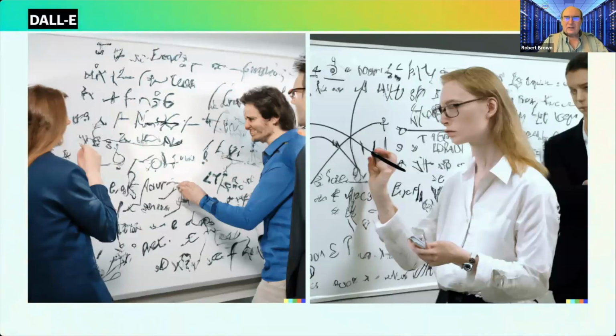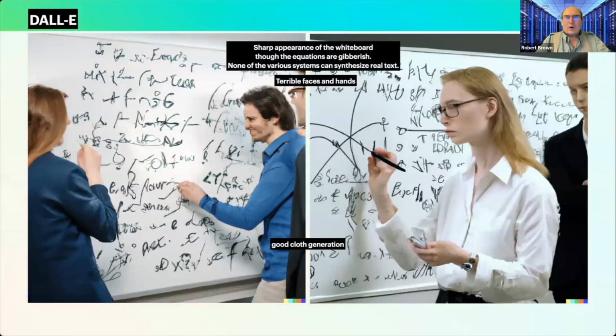Here's an image from DALL-E, two images actually, using that prompt. I'll let you look at them for a few seconds here, and then I'll tell you what is wrong with them, although it should be fairly obvious. Now, the whiteboard has a nice sharp appearance, but the equations, of course, are gibberish. None of the systems are able to synthesize real text. They can give you markings that look something like a generalized view of what might be on a whiteboard, but it will never make sense.